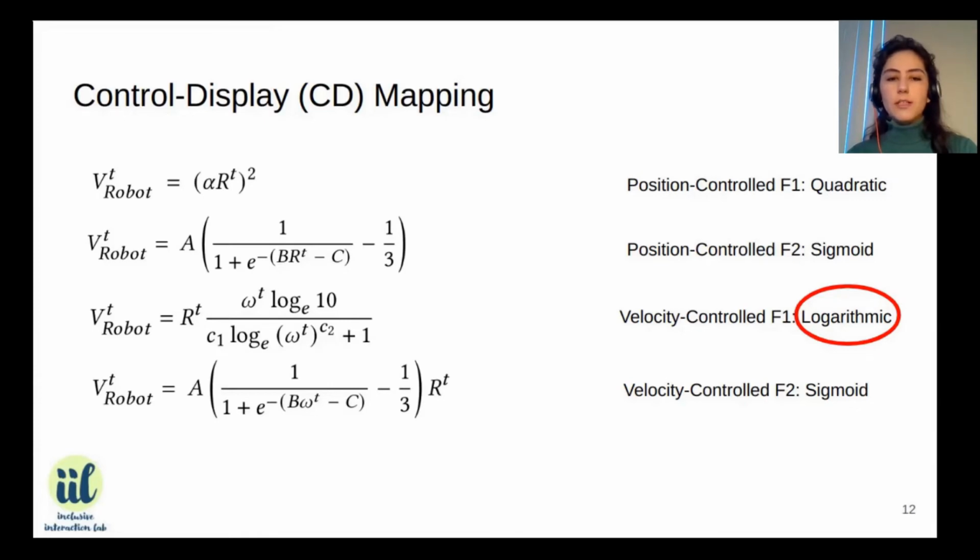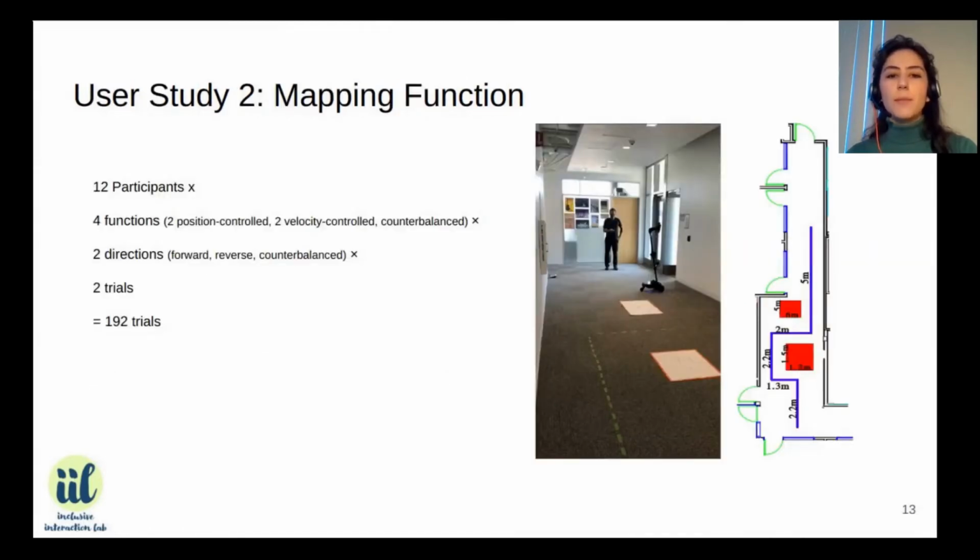Quadratic function is good to magnify the values, and the logarithmic function reduces the impacts of tilt angles on the robot's velocity. We conducted a user study to find out which mapping function performs better in terms of precision, accuracy, and user preference. 12 participants took part in this user study.